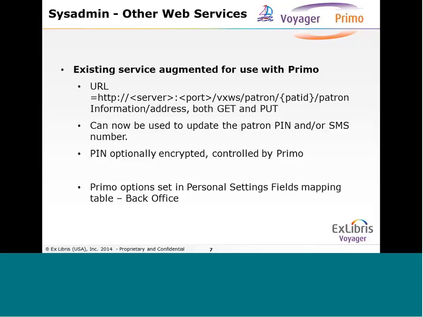The PIN can be optionally encrypted, and this is controlled on the Primo side. The Primo settings would be set in the table for personal settings field mapping. So it's a mapping table. It's in the back office in Primo. The mapping table is called personal settings fields, and that's where you would enable SMS entry, PIN entry, and PIN encryption.